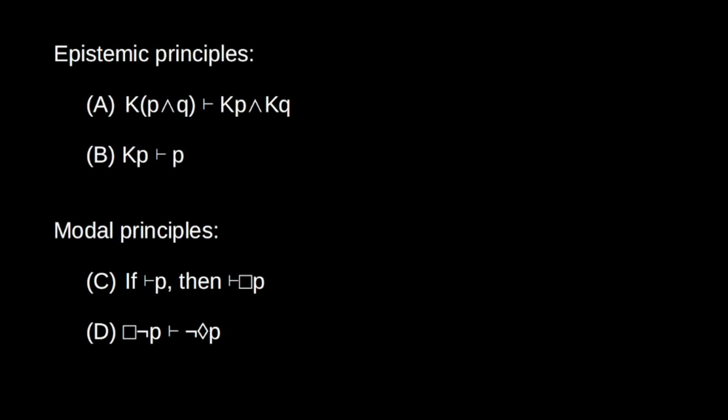Principle D says that necessarily not P entails that it is not possible that P. And this is often taken to be just definitional of the modal operators. So if something is necessarily not true, then that's just to say that it's not possible that it's true. So these are fairly uncontroversial principles. Again, we're going to take these for granted.